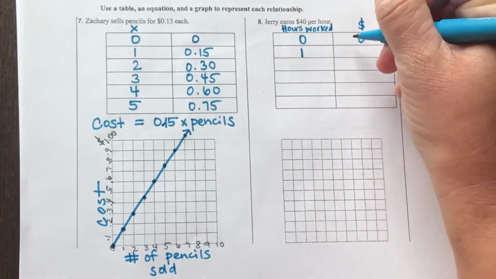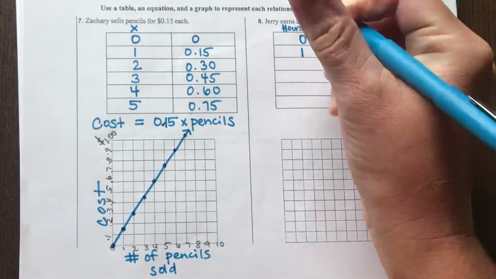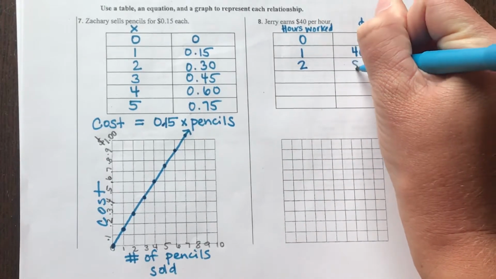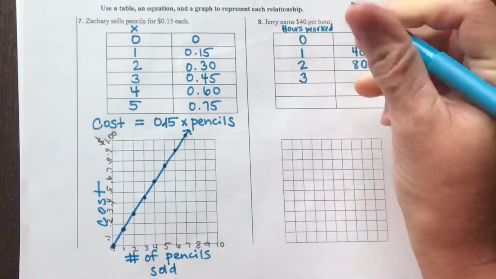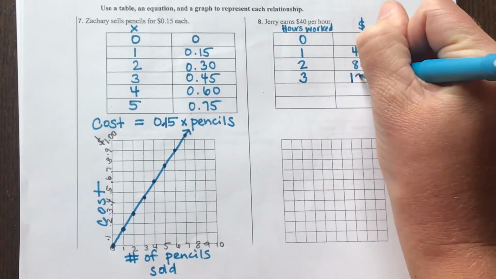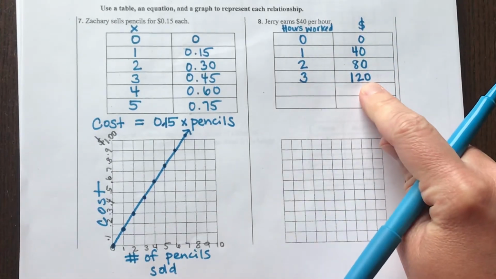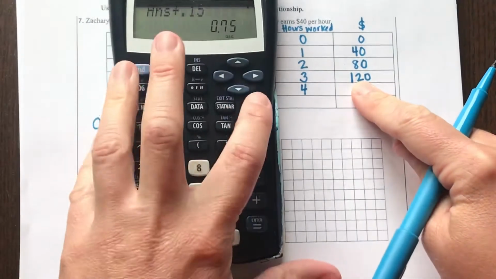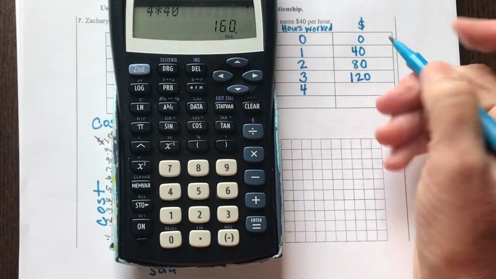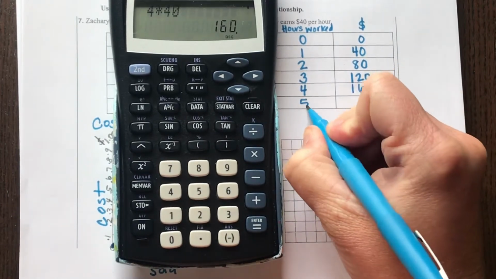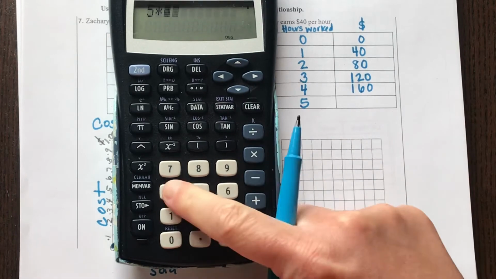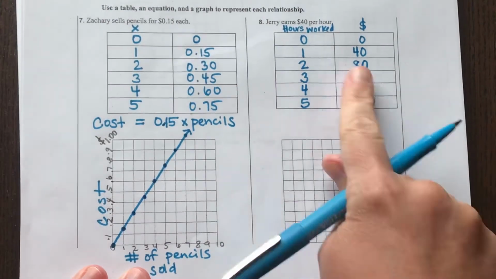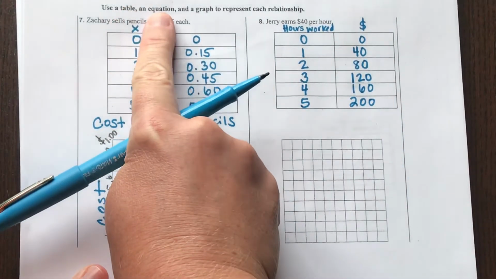If Jerry works 1 hour, he will make $40. If Jerry works 2 hours, if I add another $40, that would be $80. If Jerry works for 3 hours, he will get $120, so another $40 more. If Jerry works 4 hours, 4 times 40 is $160. And if Jerry works 5 hours, he will make $200.